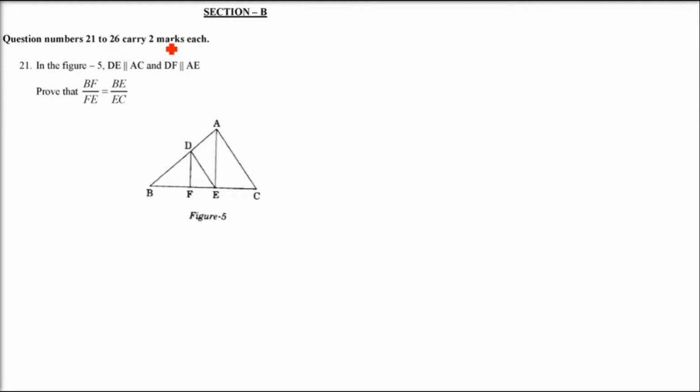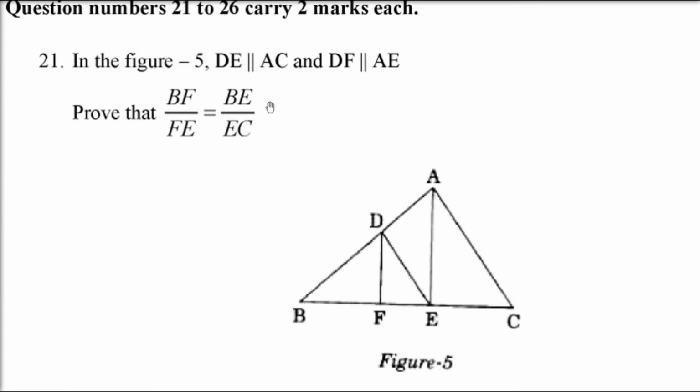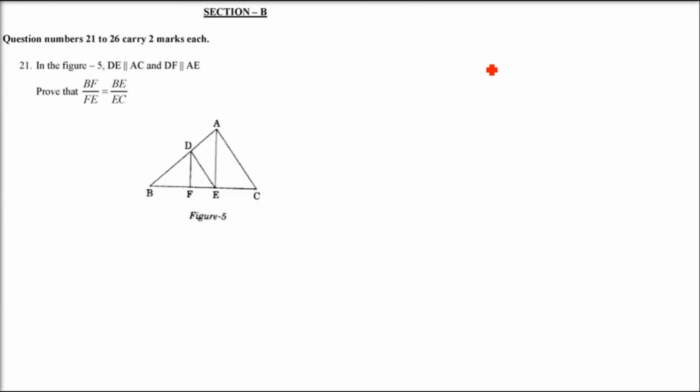Here every question 21 to 26 carries 2 marks. So in this figure, DE is parallel to AC, and DF is parallel to AE. Now let me tell you the concept we are going to use here.